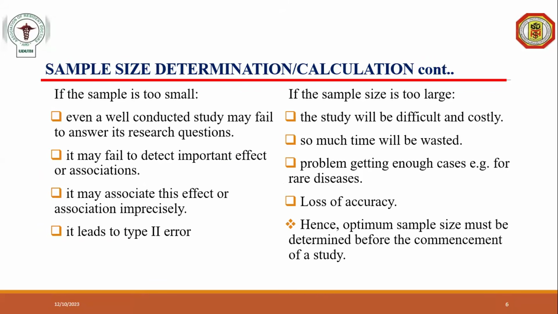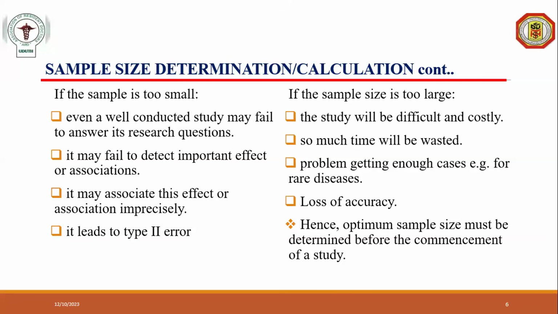If the sample size is too small, I've already discussed it before. Sorry, in my last explanation, I said if it is small, we introduce type 1 error. No, it's type 2 error that we introduce if it is too small. But if it is too large, we introduce type 1 error. So if the sample size is too small, even a well-conducted study may fail to answer its research questions. Yes, I have explained it earlier.